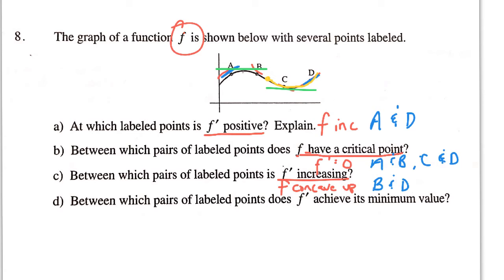Alrighty, and the last question says, between which pairs of labeled points does f prime achieve its minimum value? And hopefully we remember that where f prime has a max or min is where we change concavity. That's where we had that inflection point. And if we're going from concave down to concave up, that would be a relative minimum for f prime. So it's going to be on our graph of f where we go from concave down to concave up. And we just talked about how that was somewhere between B and C. So between B and C.